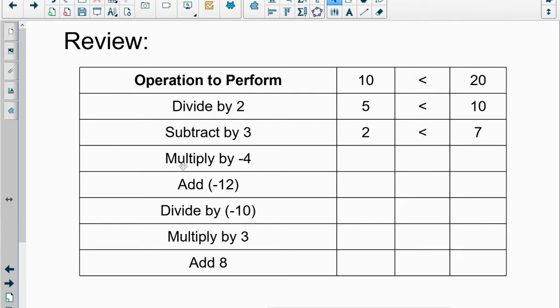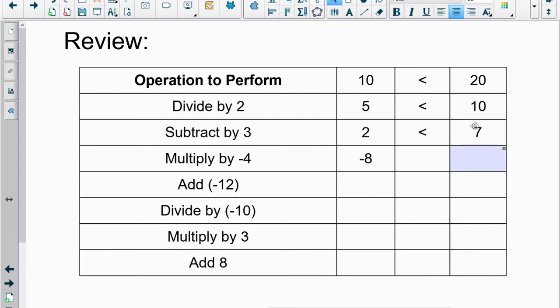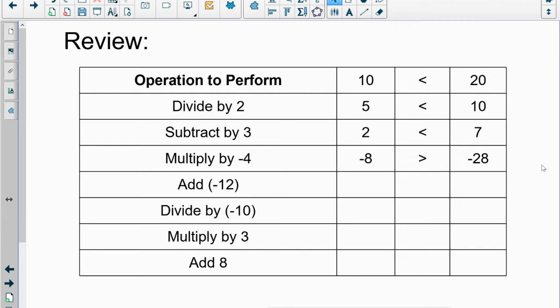Let's continue. Multiply by negative 4. So if we take 2 and multiply it by negative 4, we will get negative 8. If we take 7 and multiply it by negative 4, 7 times negative 4 is negative 28. Now think about these two numbers. On a number line, we would see that negative 28 is further to the left and negative 8 is further to the right. So this actually means that negative 8 is bigger than negative 28.